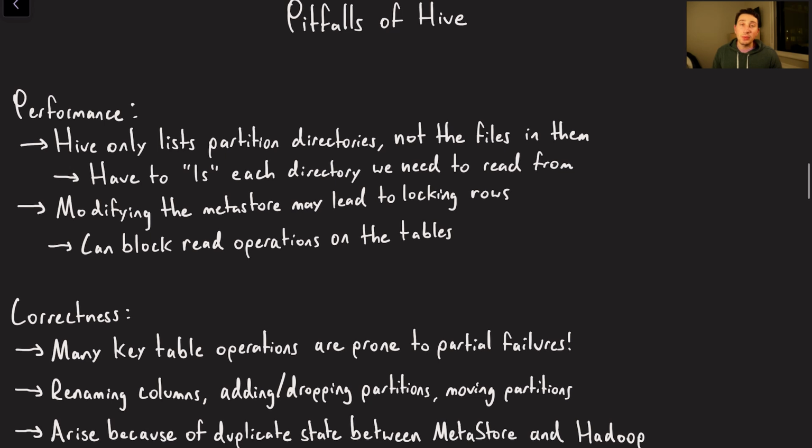So Hive has a few pitfalls, which, despite its popularity, ultimately made it much less widely used than it once was. Like I mentioned, Hive only lists in its Metastore a bunch of partition directories. And if we only have the directories, that means on each query we have to go into each directory in our actual storage layer and run an ls command, right? An ls lists all of the files in that subdirectory. So if we're reading from 10 partitions, we have to run 10 ls subcommands.